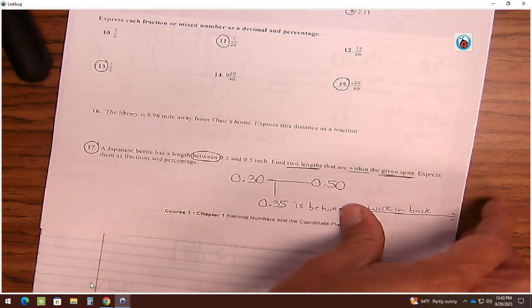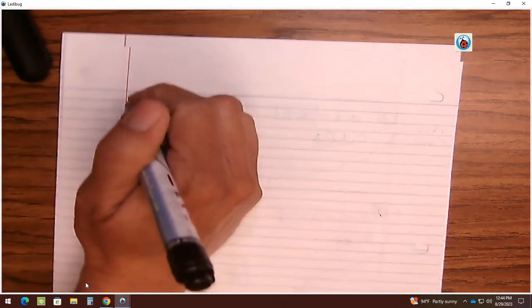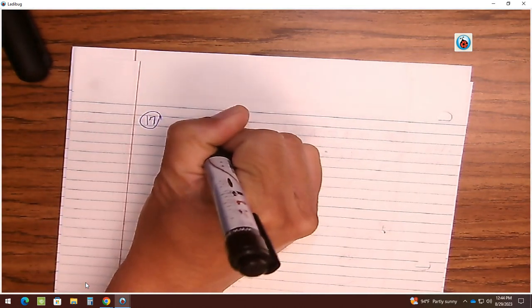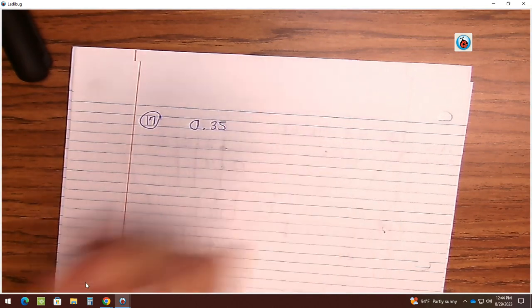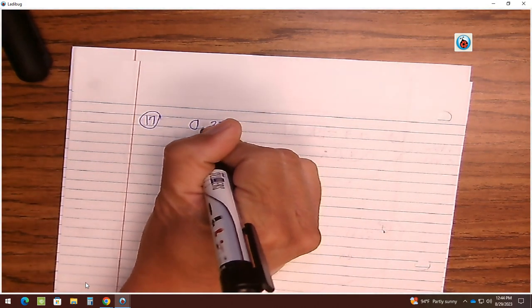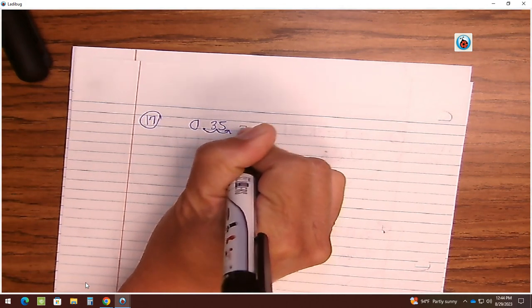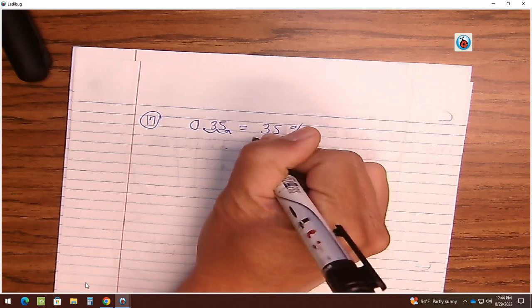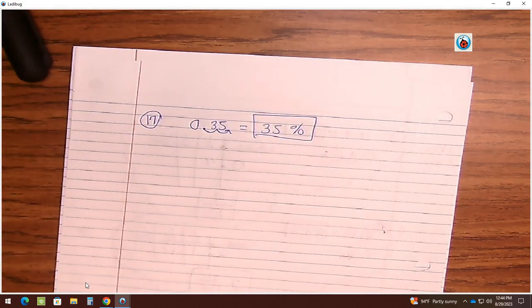After you find it, you go to your paper, you put the number, and we have 0.35. I'm going to change it first to percent. How? 1, 2, that would be 35%. I finished the first answer.